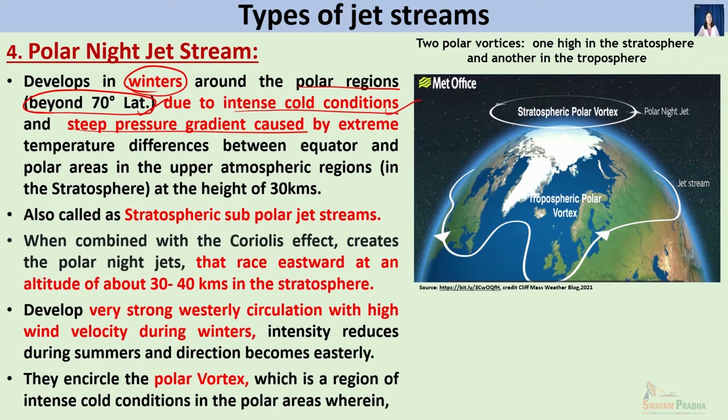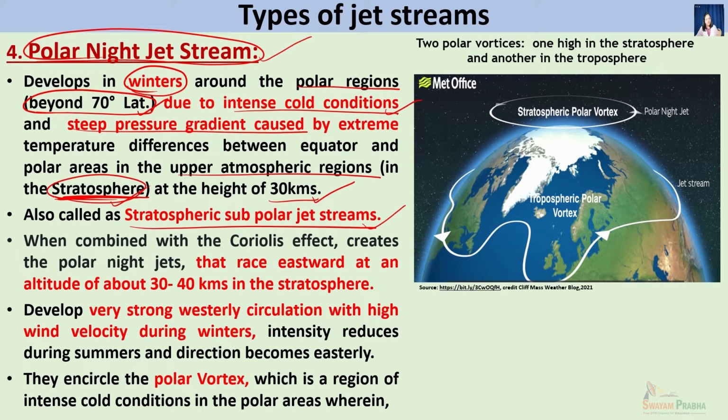between the lower latitudes and these polar areas, which is not only confined to the ground level, but also the contrasting temperature and pressure conditions prevail in the upper atmospheric regions, and they even extend to the stratosphere in these areas. So these polar night jet streams, because of this steep pressure gradient, blow in the upper atmospheric region in the stratosphere at a height of approximately 30 kilometers, due to which these polar night jet streams are also called stratospheric subpolar jet streams.